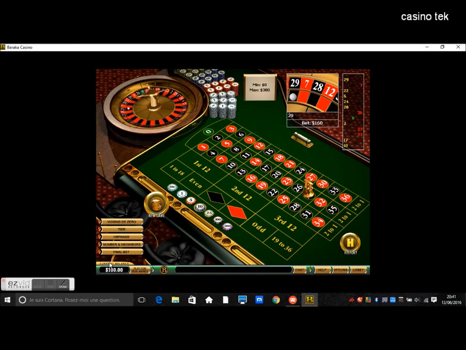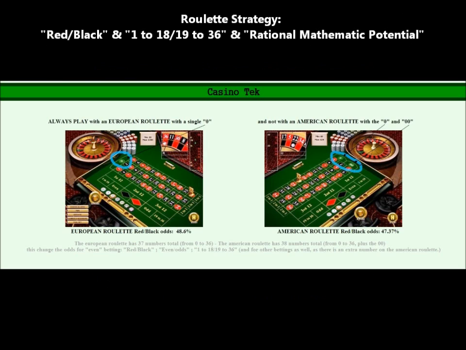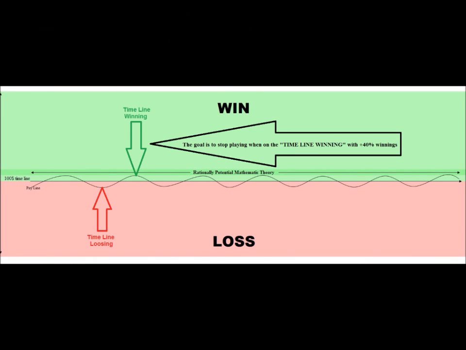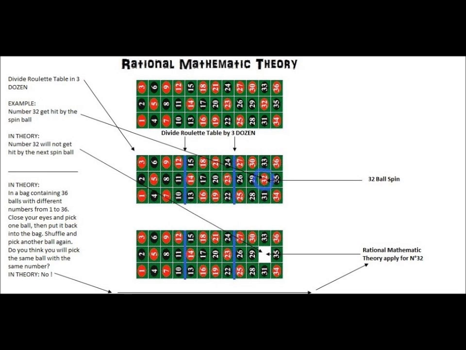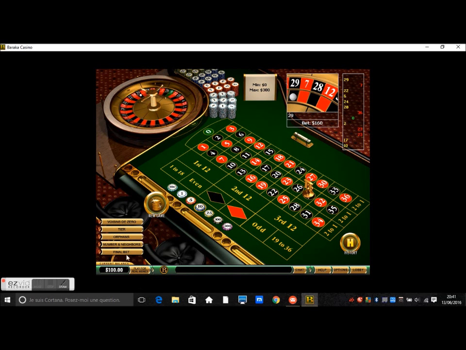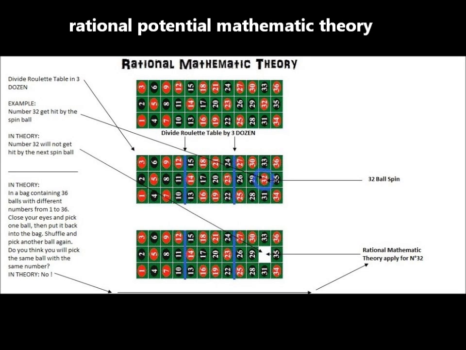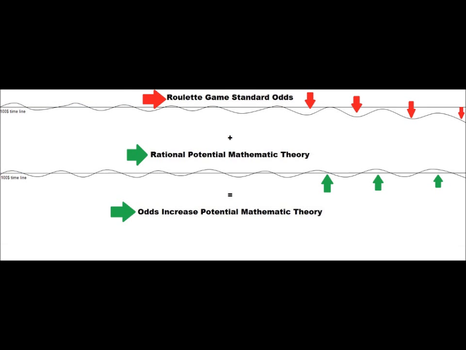Hi, here is a roulette strategy I am going to explain. I will use an extra personal touch, as an extra wild card chance, to improve the possibilities of winning. How? I will just use what I call a rationally potential mathematic theory. It is a theory, but also a mathematic scheme I will use to boost the game chances on my side.